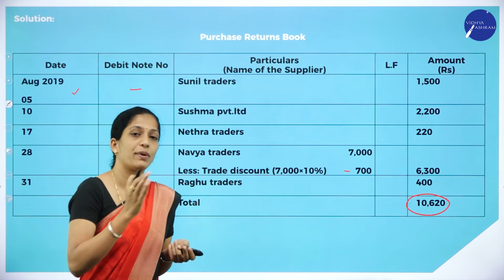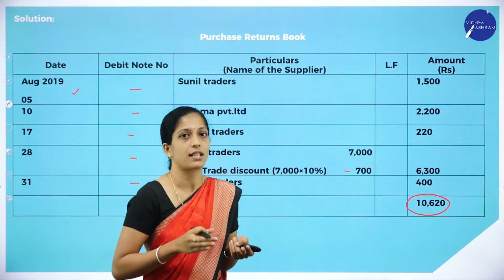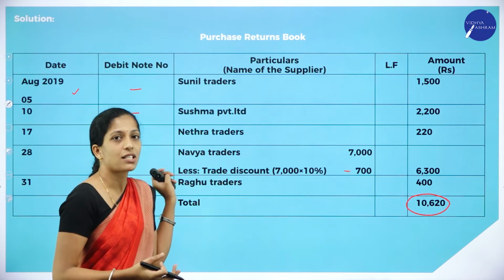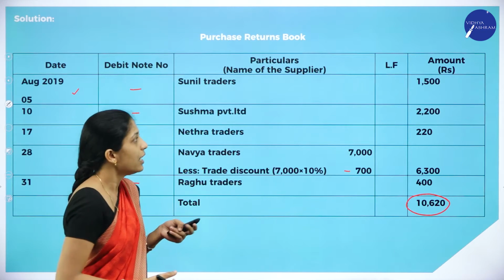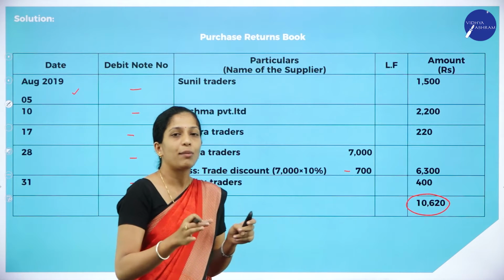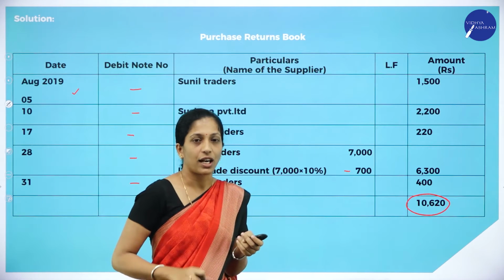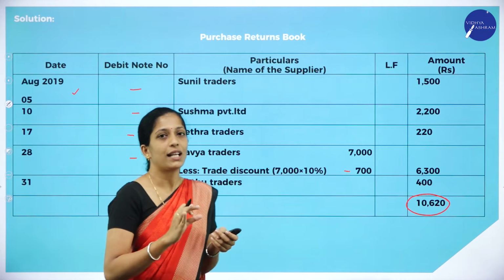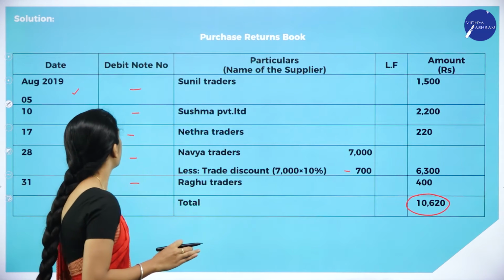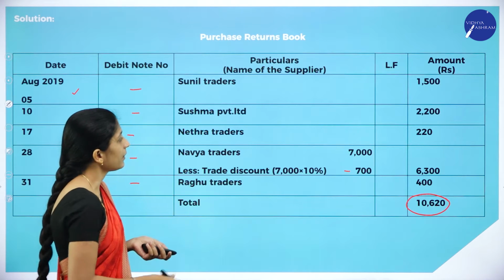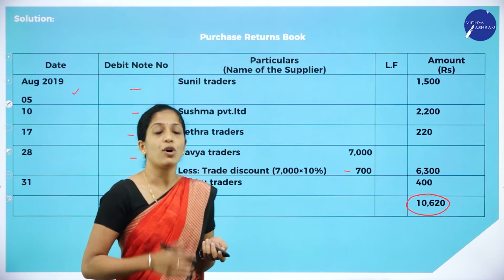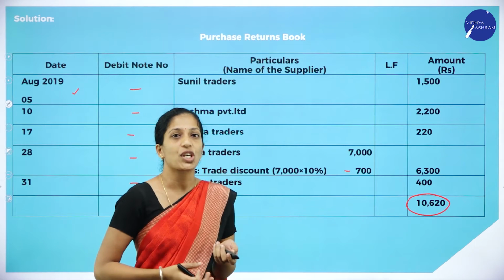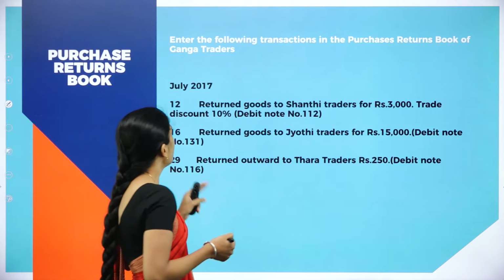Only difference from purchase book to purchase returns book is that here, instead of inward invoice number, purchase return book has debit note number, and you have to write the name of the supplier and you have to write the amount as well as date. So these are same. Only difference is about this debit note number. Now we shall move on to one more transaction so that we will get a clear idea how to prepare purchase returns book.